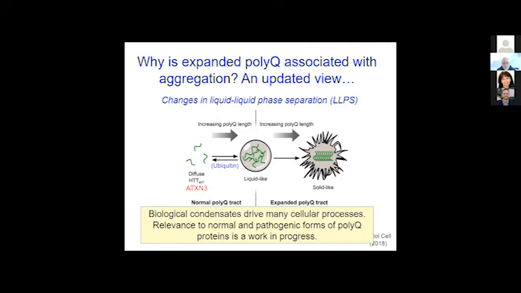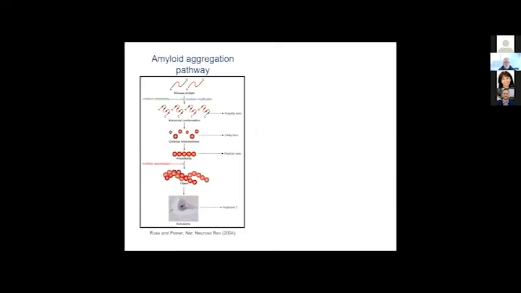The relevance of biological condensates to, and liquid-like behavior of, polyglutamine proteins normally and in the pathogenic forms is a work in progress. A lot more needs to be done here. This is definitely true for ataxin 3, but I would say huntingtin has been studied more than anyone, ataxin 2 probably the number 2, and we still don't know nearly enough about how these glutamine domains normally influence the behavior of these proteins and how when expanded they drive disease features.